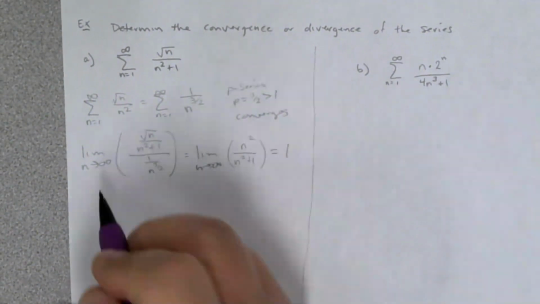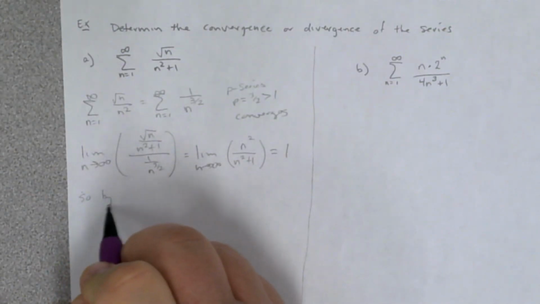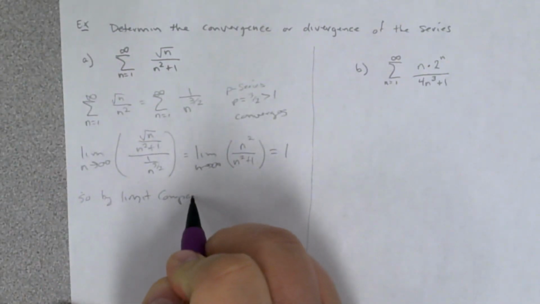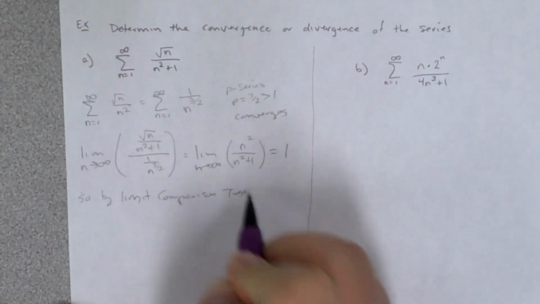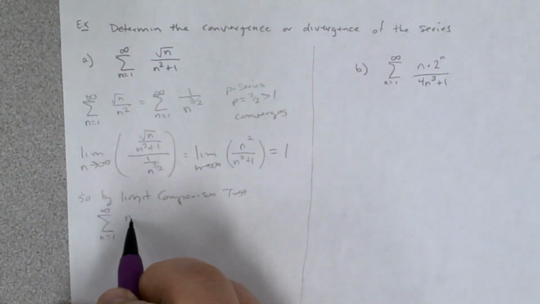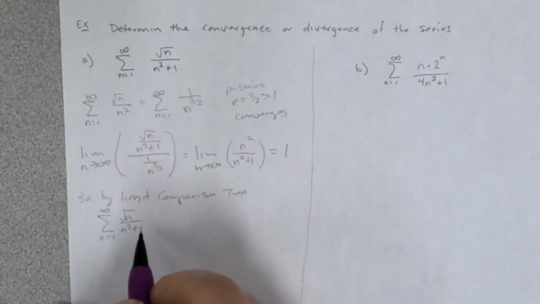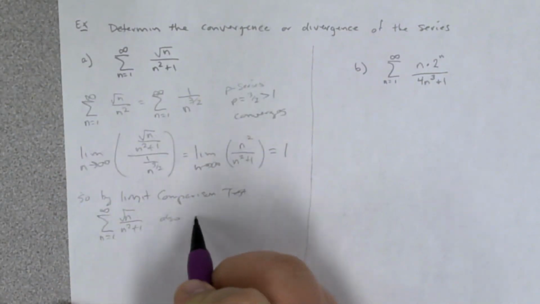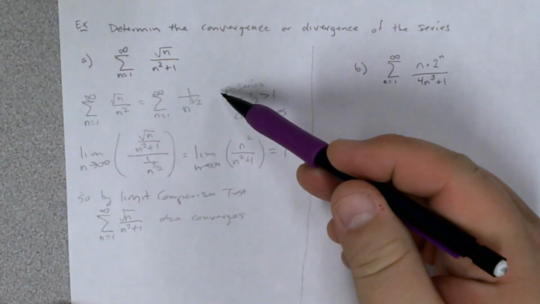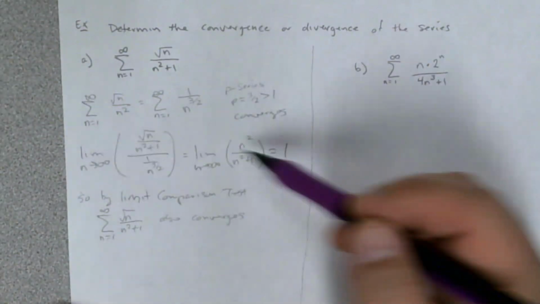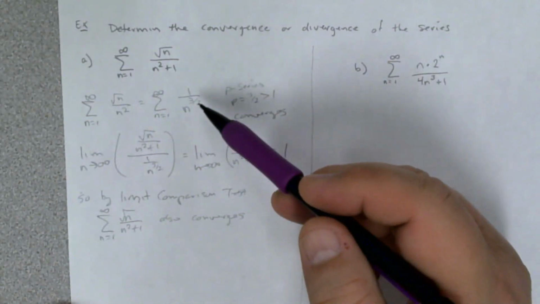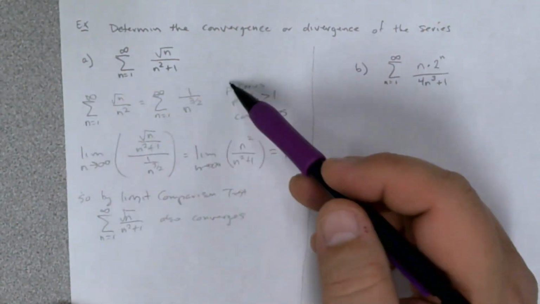By the limit comparison test, this series also converges, because the one we compared it to converged. The limit was a number, a positive number. Therefore, since either they both converge or they both diverge, ours converges also.